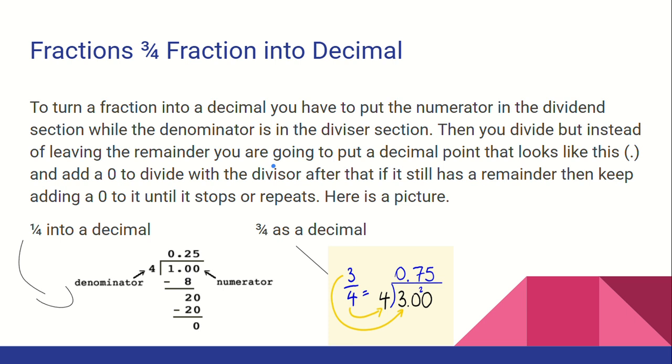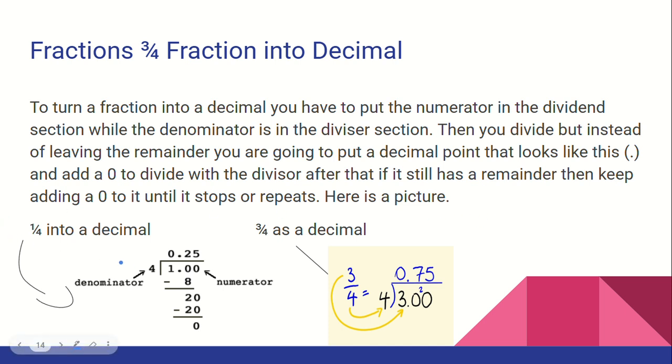Fractions part 3, fraction into a decimal. So if they were asking you, I had to pay $3 and I had to take that away from 4 people, what would you get? This is how you do it. Write this definition. To turn a fraction into a decimal, you have to put the numerator in the dividend section while the denominator goes in the divisor section. Then you divide, but instead of leaving the remainder, you put a decimal point and add a 0 to divide with the divisor. After that, if it still has a remainder, keep adding a 0 until it stops or repeats.